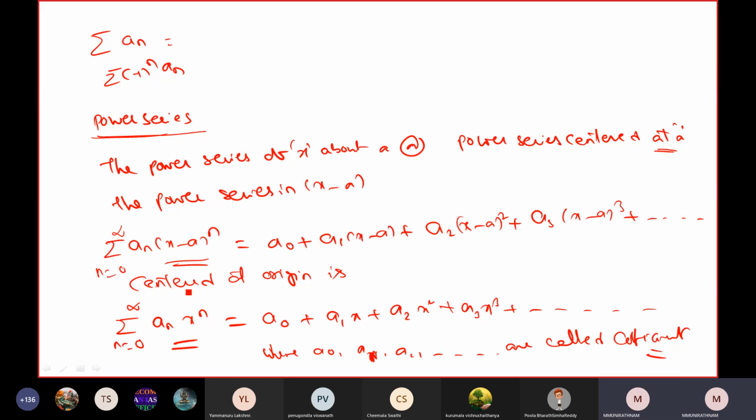Generally, to find the sum, we go by geometric series. That will be easy for us. So to find the sum, it is easy in the case of a geometric series.